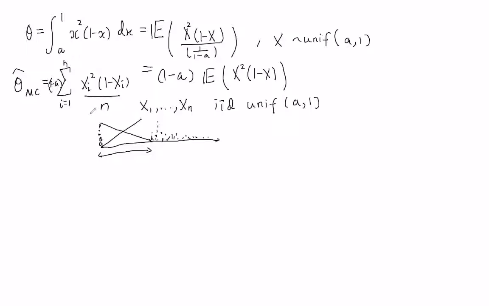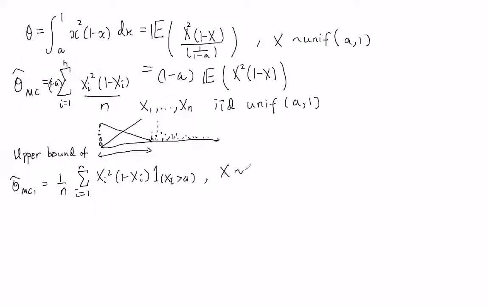And in fact, if you want to do an analysis of the upper bound of the two estimators, the first one just now was, let's say, MC1. Just now that one was the following, where the X are uniform 0, 1.